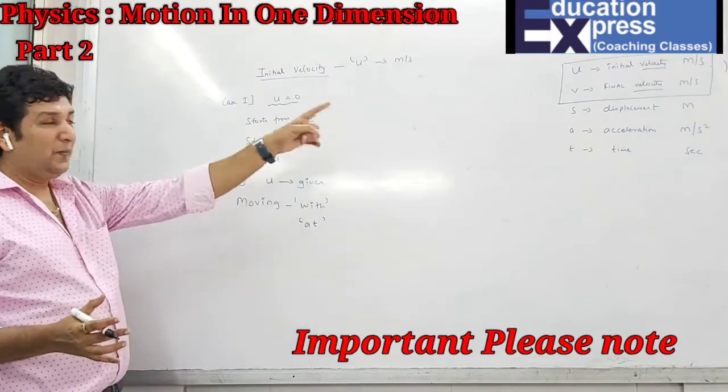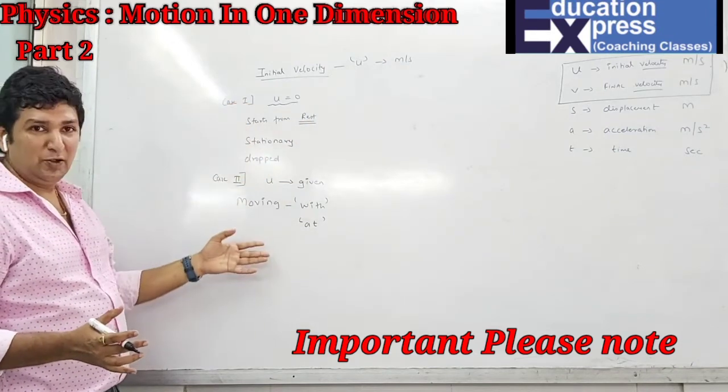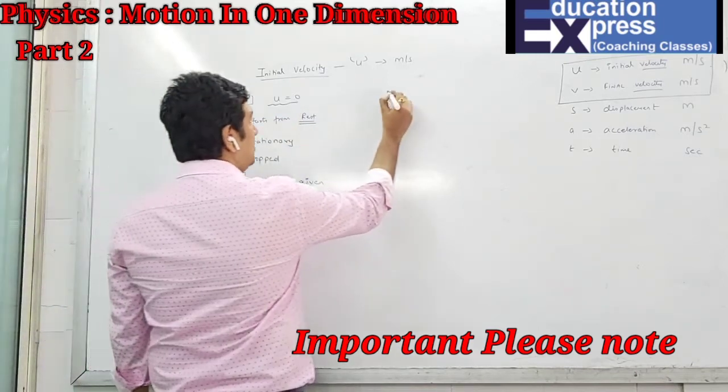That means, in case it's meter per second and you want to know whether it's initial or final, you can know by this particular thing. Obviously this is only for initial. We'll start with final now.